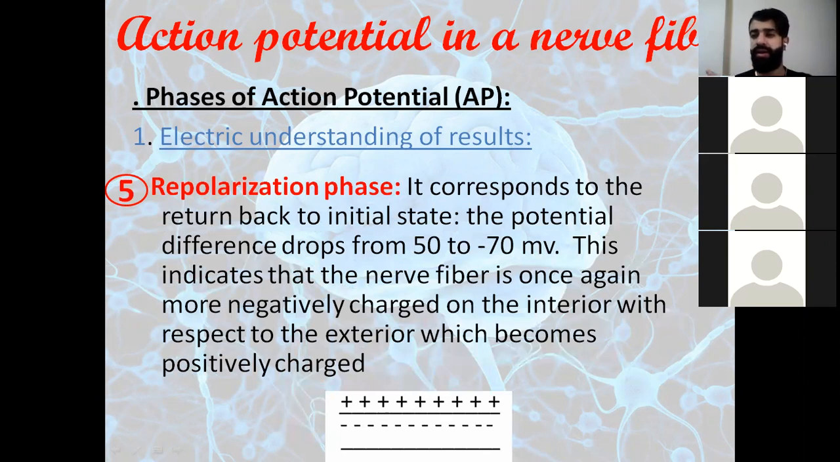Repolarization. Re, it's going back. Polarization, negativity. So going back to the negativity. It corresponds to the return back to the initial state, where the potential difference drops from plus 50 millivolt down to minus 70 millivolt. What does this mean? This means that the nerve fiber interior is again more negative with respect to the exterior, which becomes more positively charged.